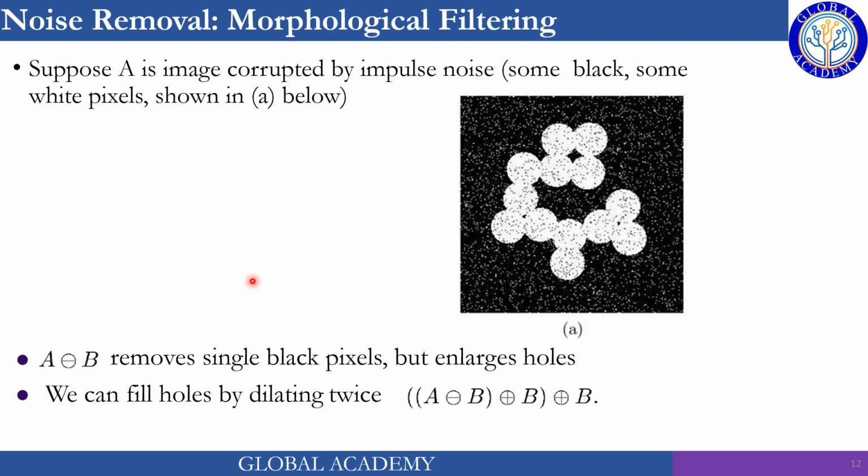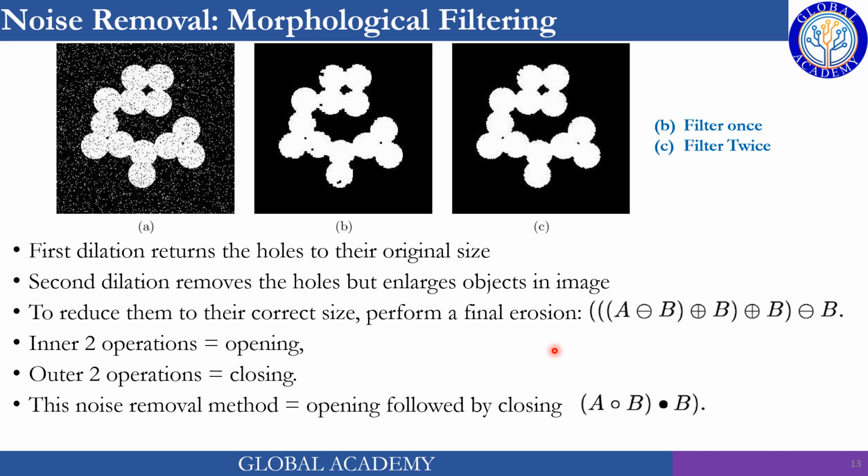So here is one good example of using opening and closing. Suppose we have this image which is in fact contaminated with noise, some black and some white pixels. All these small dots are in fact noise. So A eroded by B removes single black pixels but enlarges holes. So if we first perform erosion, then dilation just to recover the holes, we will get something like this.